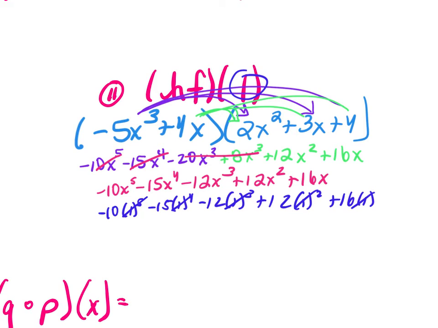All right, what's negative 10 and negative 15? Negative 25, minus 12 plus 16. The 12s cancel out. So what's negative 25 plus 16? Negative 9. Good. Big long problem, but nothing you guys can't handle.